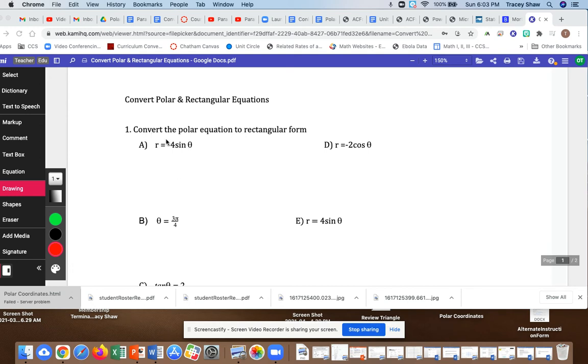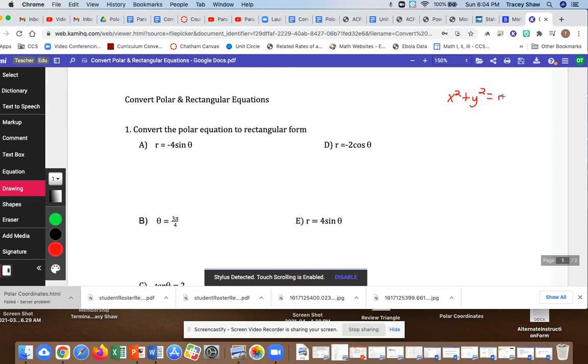Let's look at converting the polar equation to rectangular form. The other day we looked at converting coordinates, either rectangular form to polar or polar to rectangular. But we're going to actually use the same things that we used the other day to convert the equation forms. Remember, there are four things we want to use when we are doing these conversions. The first is Pythagorean theorem.